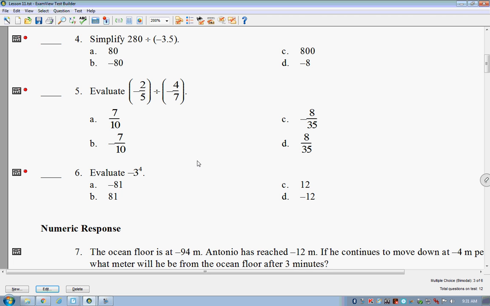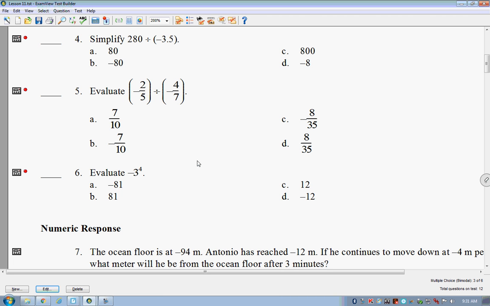All right, 280 divided by a negative number. Positive 280 divided by a negative. What should I know right off the bat? It's going to be what kind of number? Negative, because I've got a positive and a negative, right? I'm going to get a negative. So what answers can I eliminate? 80 and 800. All right, so I know it's either got to be negative 80 or negative 8.